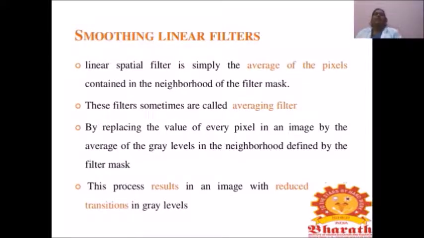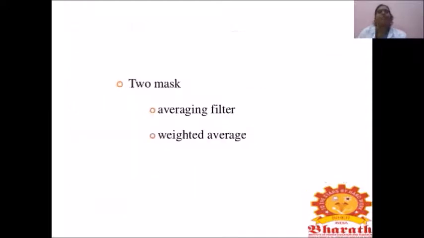Next is smoothing linear filters. A linear filter is simply the average of the pixels contained in the neighborhood of the filter mask. These filters are sometimes called averaging filters. By replacing the value of a pixel in an image by the average of gray levels in the neighborhood defined by the filter mask, this process results in an image with reduced transitions in gray levels. It has two types: one is the averaging filter, another is the weighted filter.